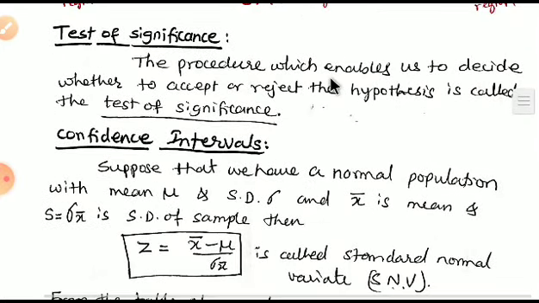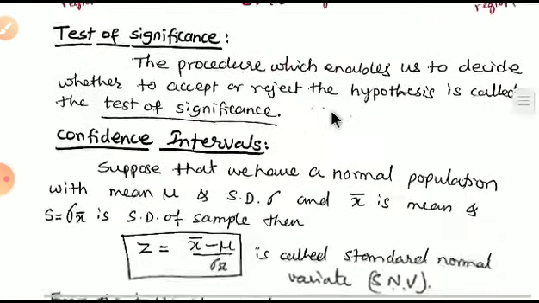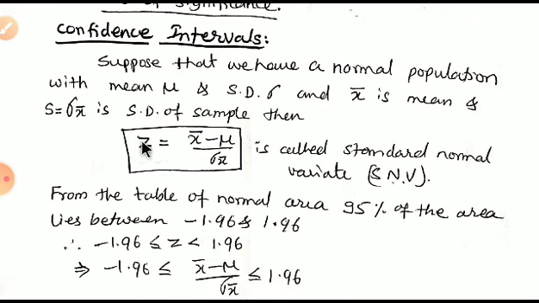Test of significance: the process which enables us to decide whether to accept or reject the hypothesis is called test of significance. Which value do we calculate here? Let us see. Suppose that we have a normal population with mean mu and standard deviation sigma, and x bar is the mean and sigma x bar is the standard deviation of the sample. Then the standard normal variate z is defined by x bar minus mu upon sigma x bar. This is from the normal distribution.